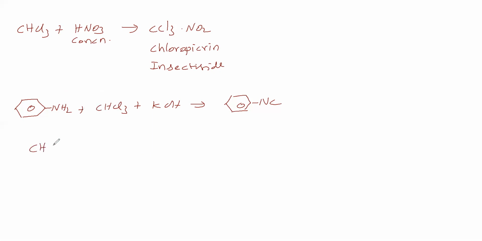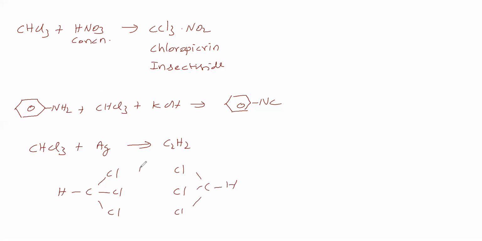Next reaction: chloroform is treated with silver. On treating chloroform with silver, we get acetylene. How we get acetylene, we will see. Now we take chloroform, which has 3 chlorine atoms. We take 2 molecules of chloroform, and we write silver 6 times.